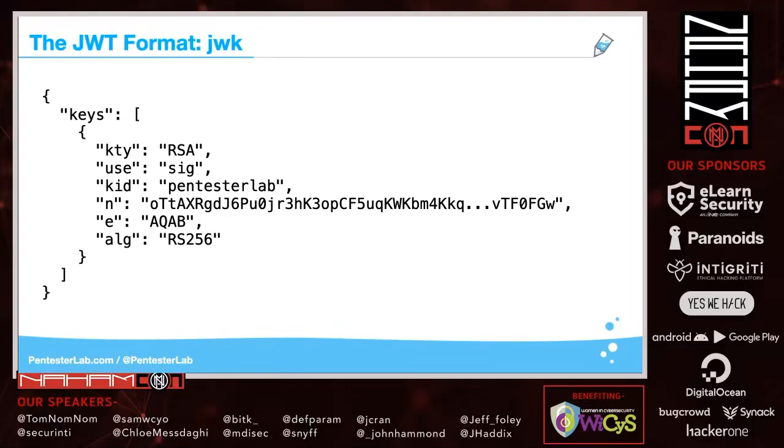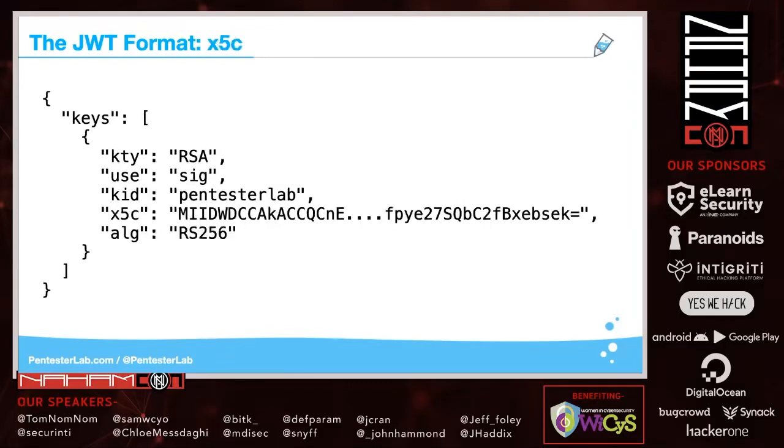And this is what an X5C key looks like. Same as the JWK, but instead of having N and E, you got X5C, which is just a base64 encoded certificate. And then you got the usage, so you can use it for signature, and the algorithm that is recommended, RS256. And the X5U is just a link to that.